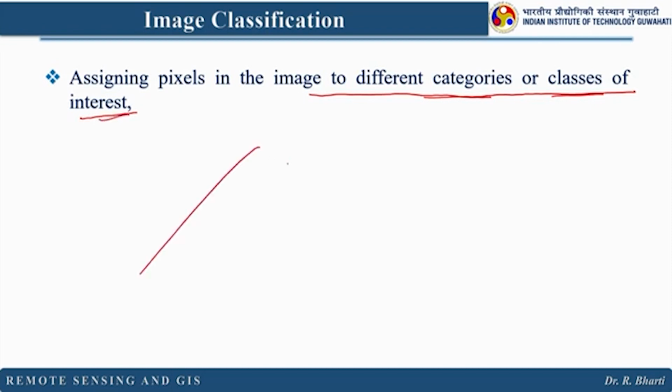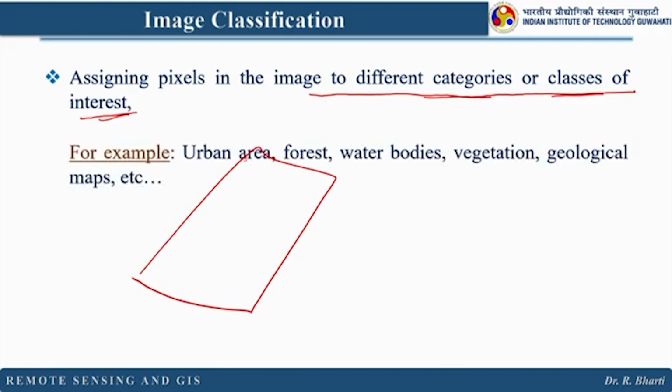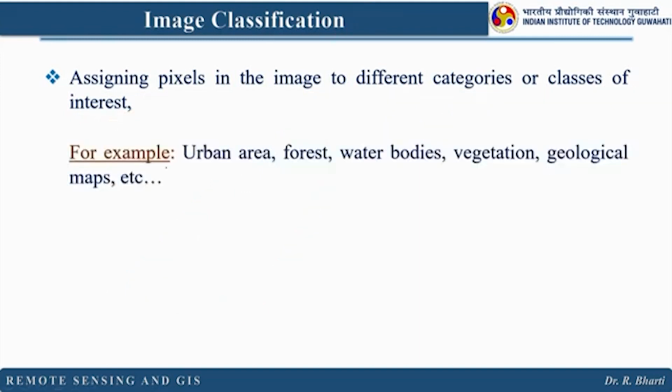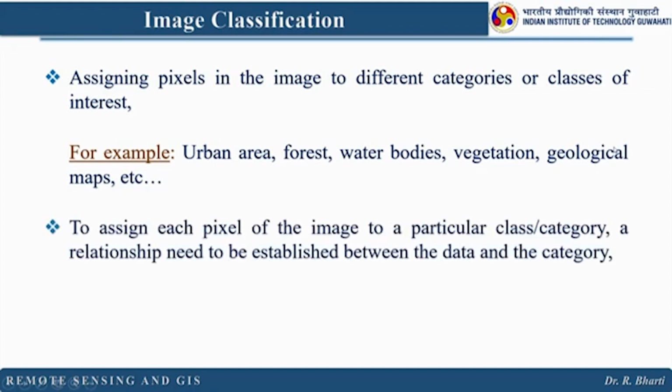So if this is the image, right, for each pixel, whether it belongs to forest or urban area or water or some other classes, that we need to find out. If you do that, that is known as image classification, right. For example, urban area, forest, water body, vegetation, geological maps. So this is how we are going to use image classification in our application, right.